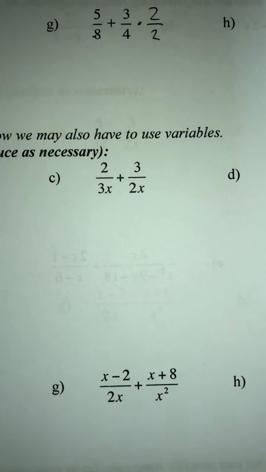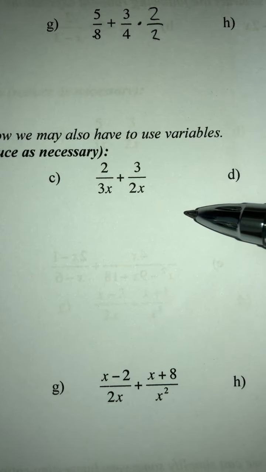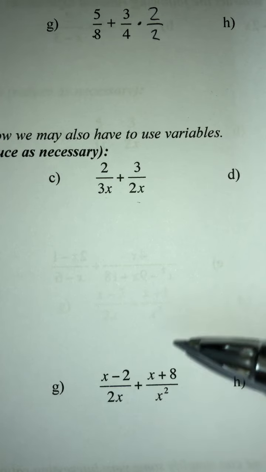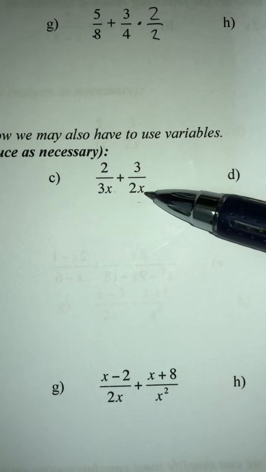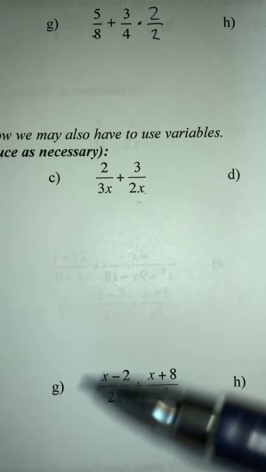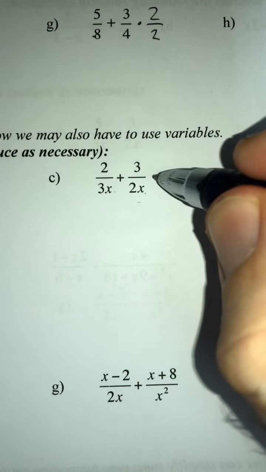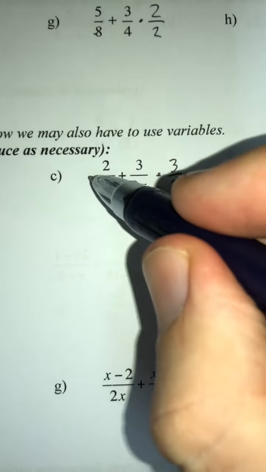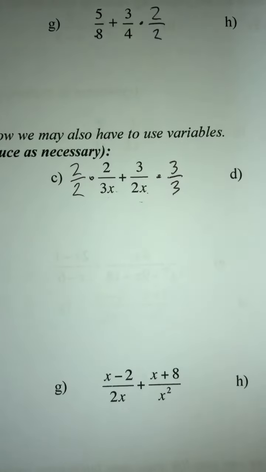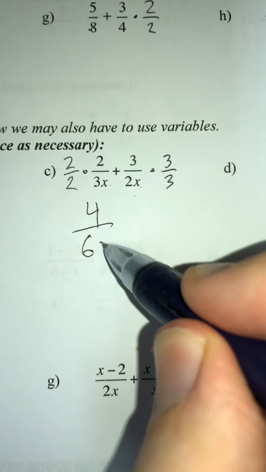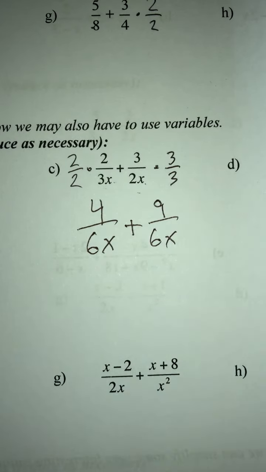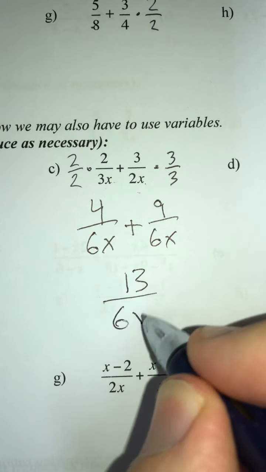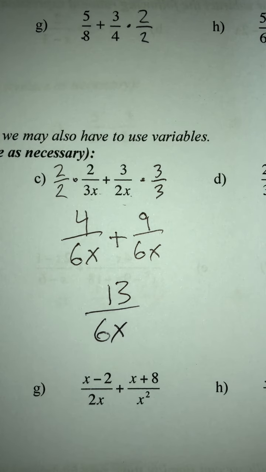Let's look at this example here, where my denominators are not the same. I can still do the same method and make these the same. I have an x in both denominators, so I don't need to touch that. And then a 3 and a 2. So the numbers down here I need to make the same. So I'm going to times this by 3 over 3, times this by 2 over 2. So we would get 4 over 6x plus 9 over 6x. Now my denominators are the same, and I can combine. So 13 over 6x. So there you go. That's your answer for that.